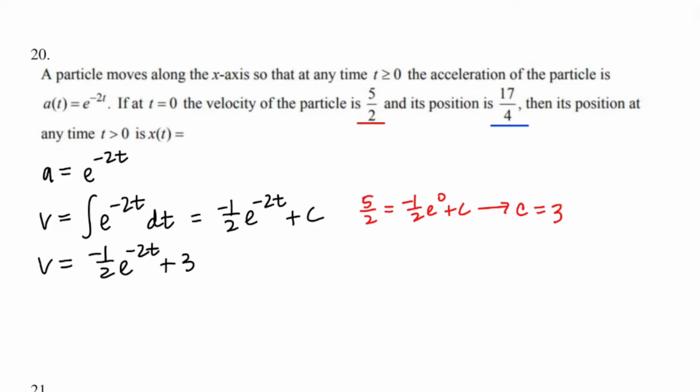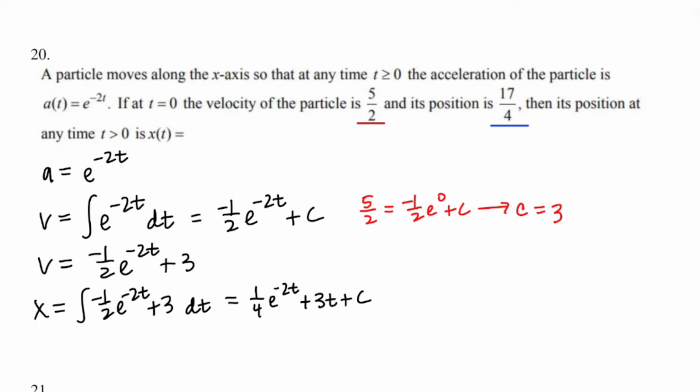And then if I want the position, it's going to be the antiderivative of velocity. So I'm going to have an antiderivative of negative half e to the negative 2t plus 3 with respect to t. Then I'm going to antidifferentiate, and an antiderivative for e to the negative 2t should be related to e to the negative 2t, but I'm going to once again divide by negative 2 for the same reason I did up above. And so that'll be positive 1/4 e to the negative 2t. Antiderivative for 3 is going to be 3t.